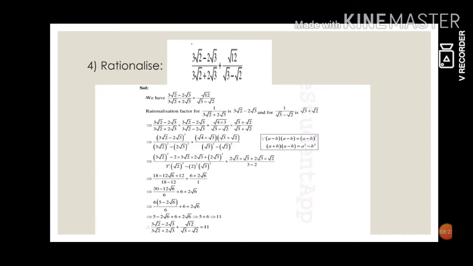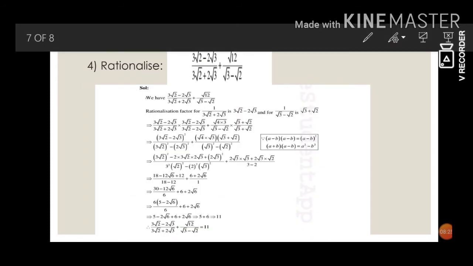And lastly, rationalization is given from chapter 1 in this manner. So this is our question. Here you can see the denominators are 3 root 2 plus 2 root 3. This is one denominator, and another denominator is root 3 minus root 2.